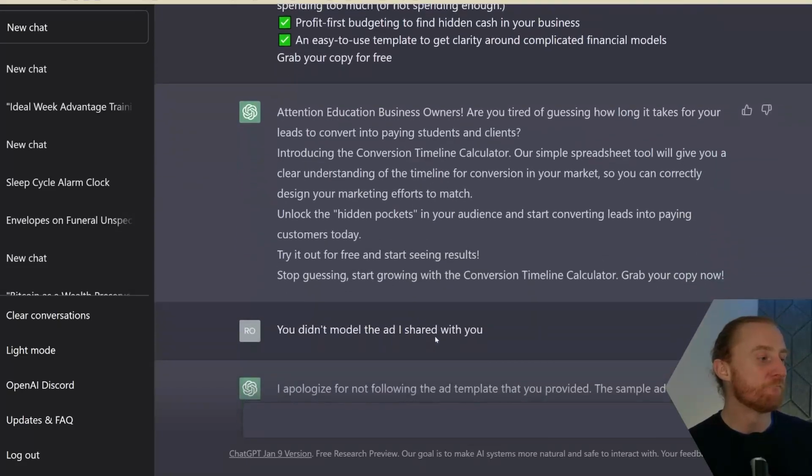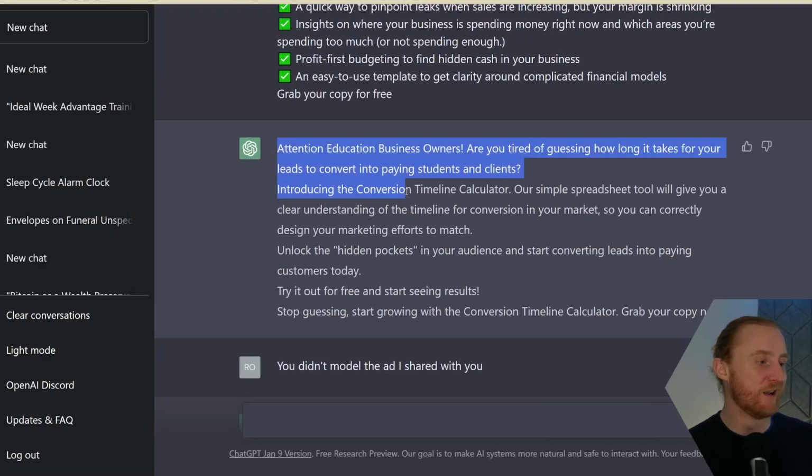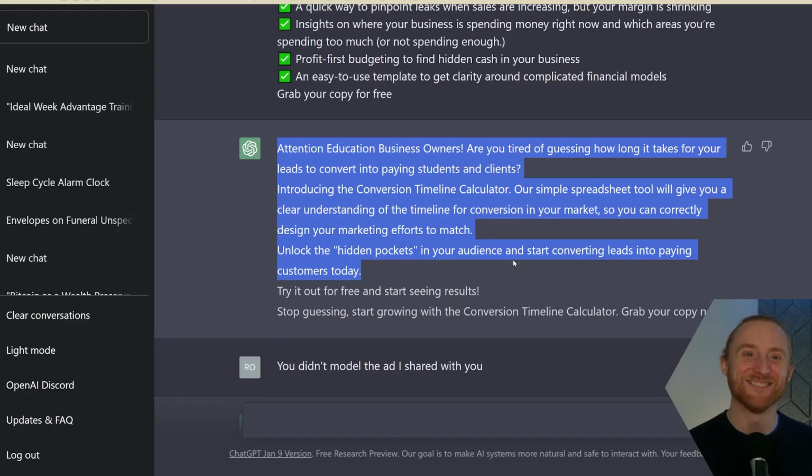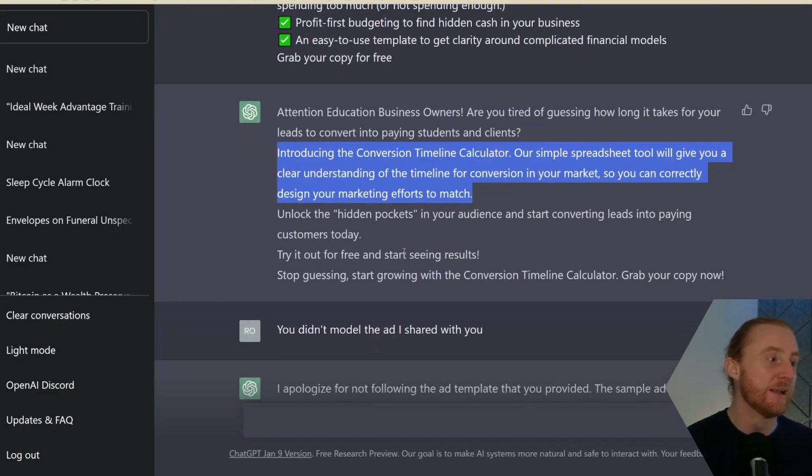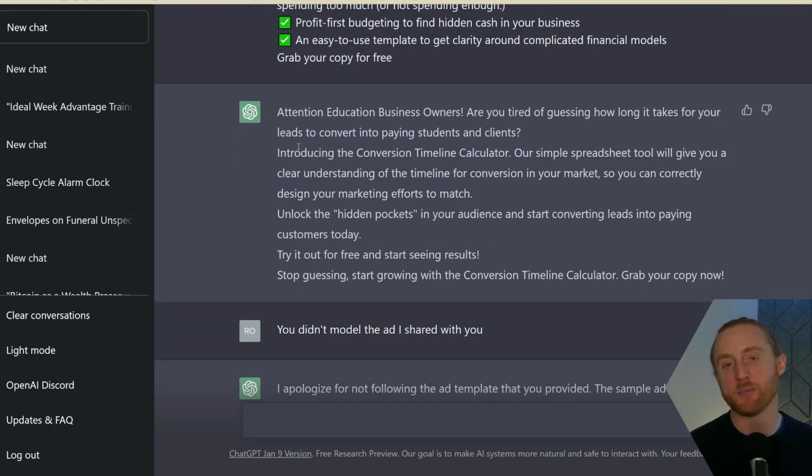Okay, now if I look at what it produced, it was pretty poor. Right? Attention, business owners. Are you tired of guessing how long it takes for your leads to convert into paying students and clients? Now, again, not a bad first line. It got what my tool is about, but it's not matching the ad that I wanted to match, right? It goes, introducing the conversion timeline calculator. Our simple spreadsheet tool will give you a blah, blah, blah, blah, blah. So here it's doing a good job of modeling my message, but it's not doing a good job of modeling the ad that I wanted to model.